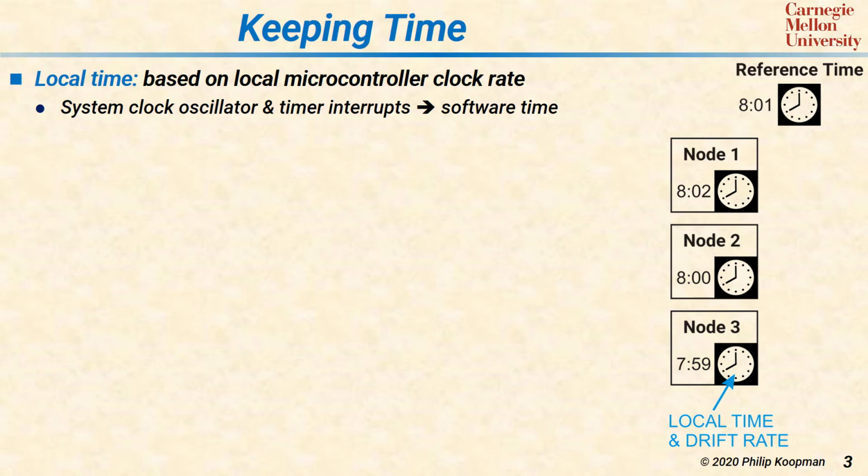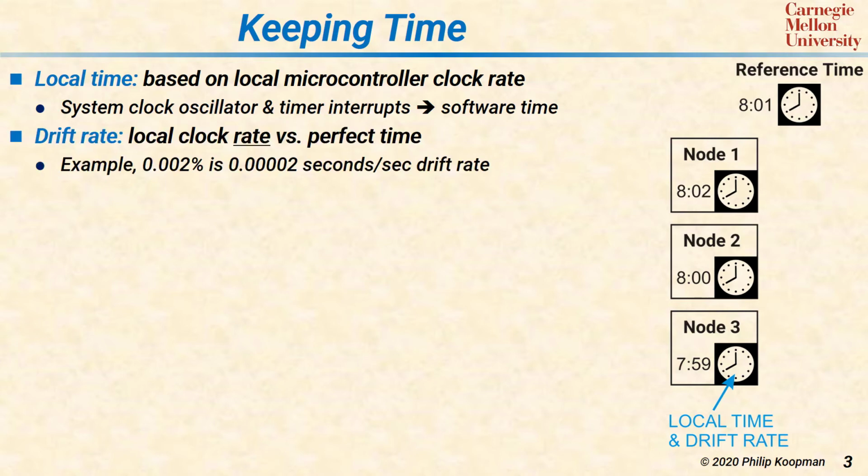I said the oscillator is not perfect, so there's a local time, which is the time your system thinks it is, and there's a drift rate, which is how different your local passage of time speed is versus a perfect clock. For example, 0.002% is 0.00002 seconds per second drift rate. That means that every second that passes, you might be 0.00002 seconds wrong. That's not a lot of time in 1 second, but there's a whole lot of seconds in a year. This is actually a somewhat common type of drift rate, and at that rate, at the end of the year, you can have several minutes of inaccuracy in your clock.